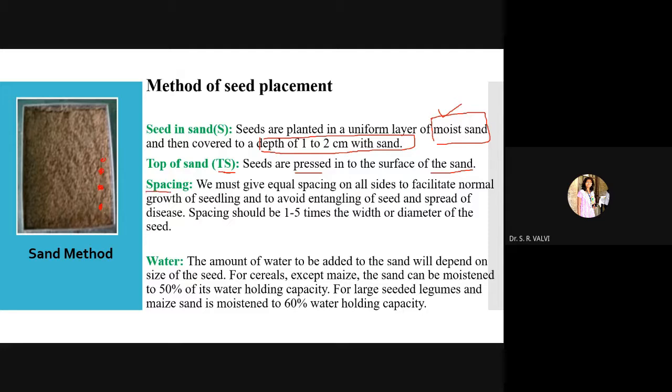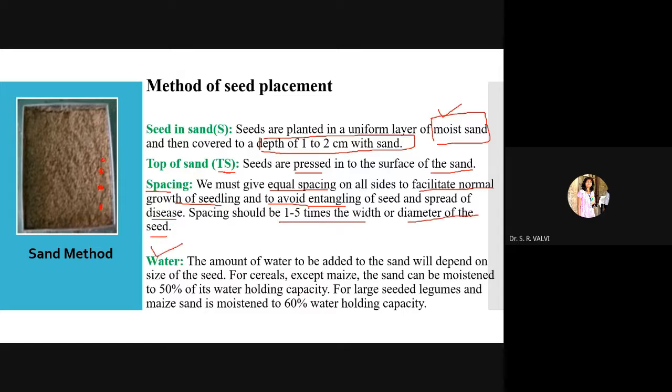Now spacing. Now see spacing. We must give equal spacing on all sides. Why are we giving equal spacing? Because it will facilitate the normal growth of seedlings and avoid entangling of seeds and spread of disease, right? Suppose any seed gets infected, then this disease should not pass from one seed to another seed, and hence we are keeping space between them. Sorry, the spacing should be 1 to 5 times the width or the diameter of the seed.